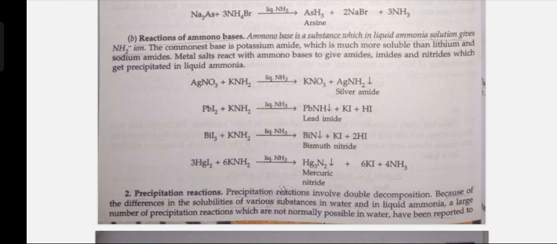Reaction of ammono bases. An ammono base is a substance which in liquid ammonia solution gives the NH2- ion. The commonest base is potassium amide, which is more soluble than lithium and sodium amides. Metal salts react with ammono bases to give amides, imides, and nitrides, which get precipitated in liquid ammonia.